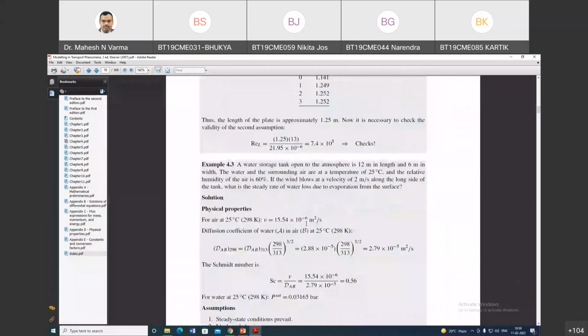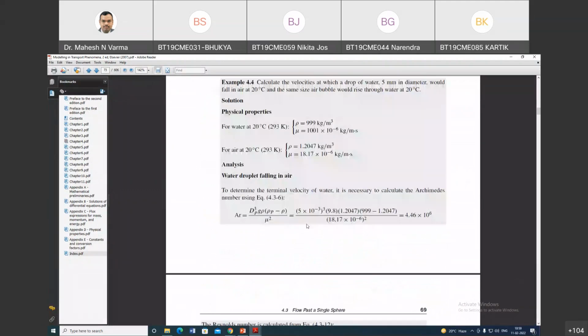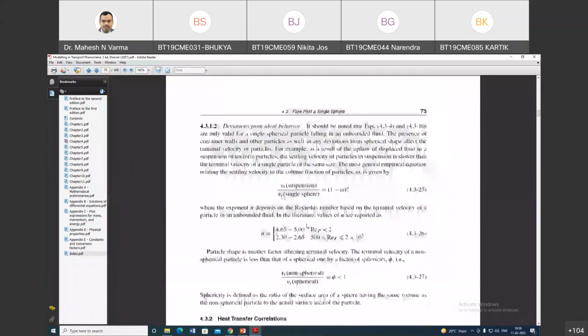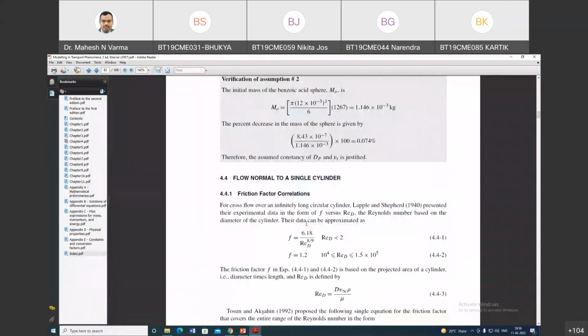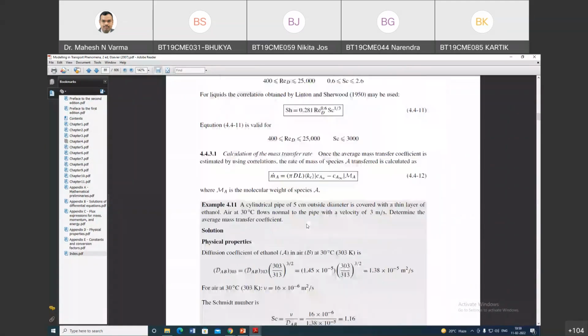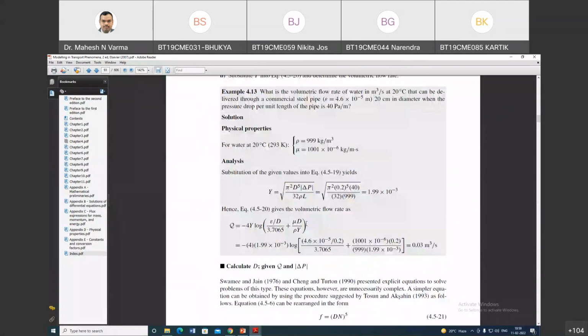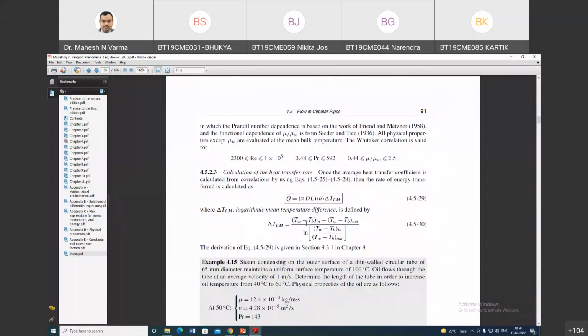We have covered only 4.2 in class, and the remaining is for your assignment. It is a take home assignment. You need to solve on your own the solved and unsolved problems of chapter number 4. This is what we have covered till now.